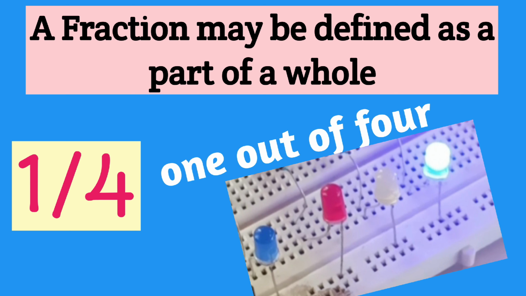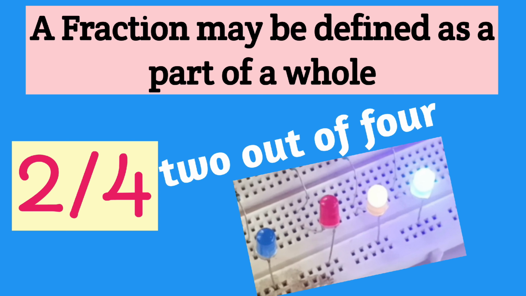For example, take the case of these 4 LEDs. Only one out of the 4 given LEDs is glowing. The situation may be represented by 1 out of 4 or 1 by 4. Here in this case, 2 LEDs out of the 4 given LEDs are glowing. Therefore, the situation represents 2 out of 4 or 2 by 4.